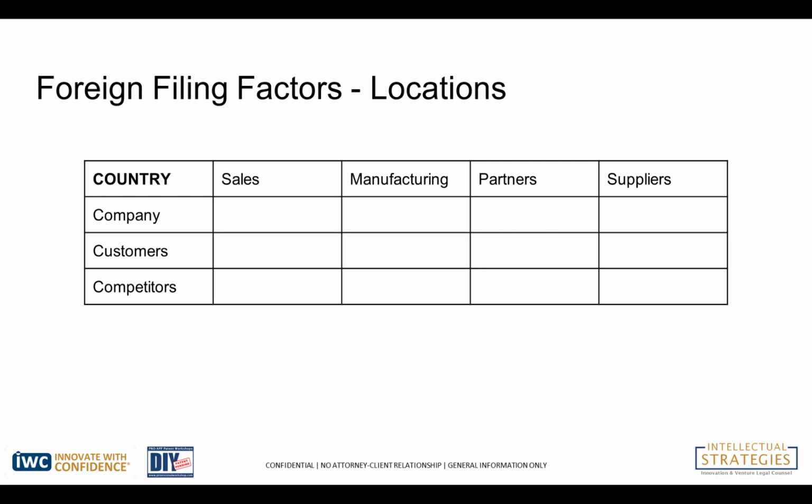You can also do the same process for your customers. Where do they have sales functions? Where do they have manufacturing functions? Who are their partners and who are their suppliers? And you can do this for your competitors. Where do they have sales functions, manufacturing, partners, and suppliers?